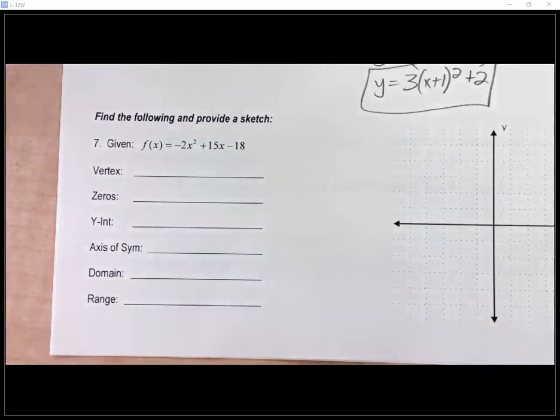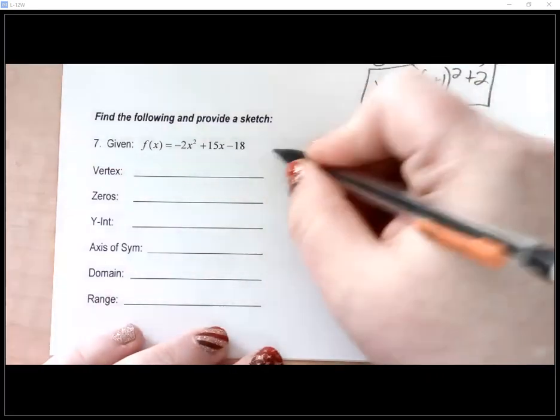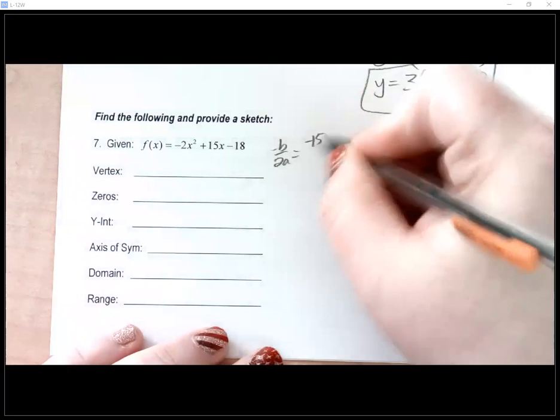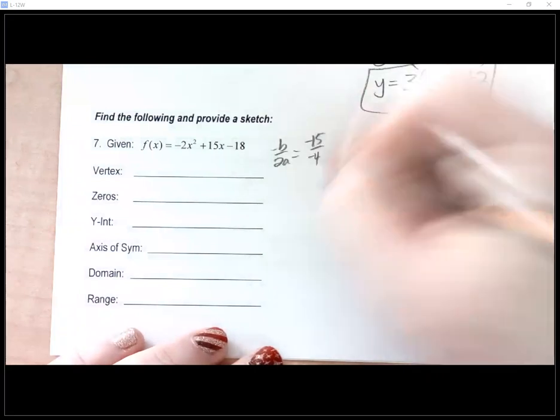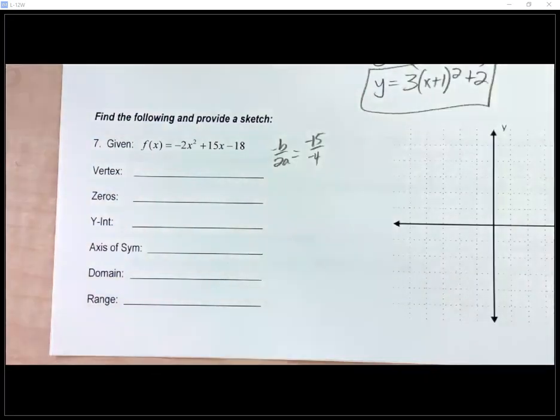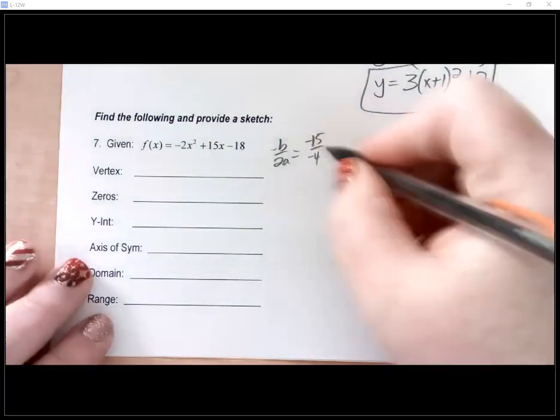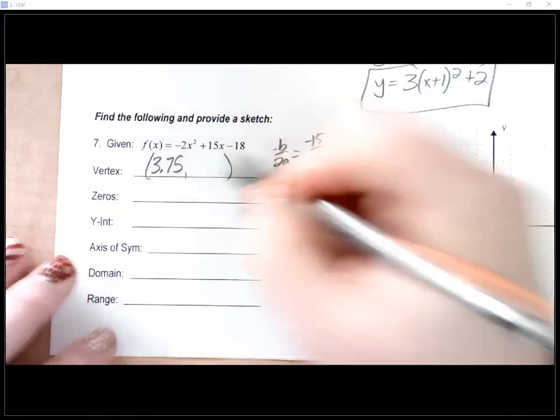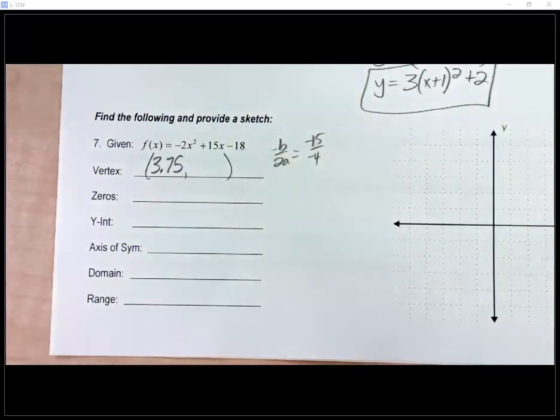Negative b over 2a. So that'll be a negative 15 over negative 4. Good thing we have calculators. So 3.75. All right, so my vertex is at 3.75, comma. Oh, and then you plug that in. Exactly. So again, I'm going to grab my calculator to do this work because I don't want to deal with it.